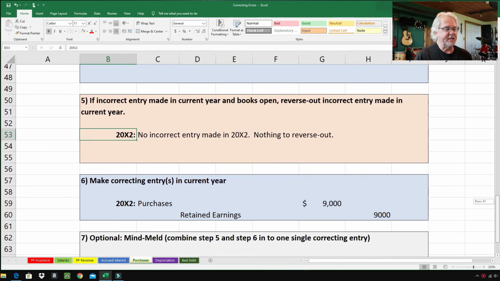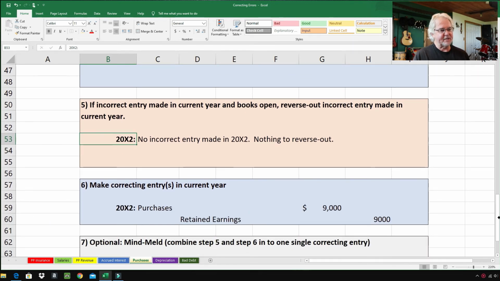Step number 6. Well, let's fix things. Let's make the correcting entry. So step number 6, in 2002, here at the very end of 2002 when the error is corrected, we need to debit purchases because the purchases happened in 2002. And the question becomes, what are we going to credit? We can't credit accounts payable because if we do, we may accidentally pay the accounts payable a second time. So accounts payable is off the table. And we can't credit purchases for 2001 because all that's been closed out.